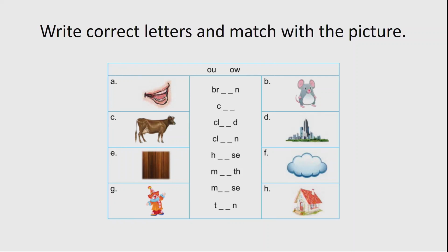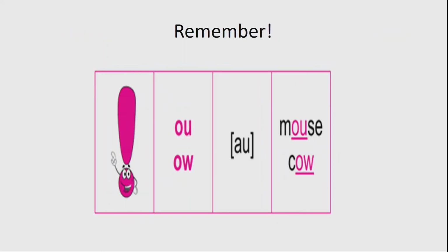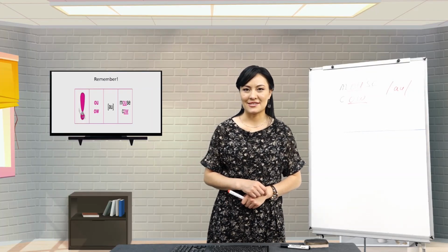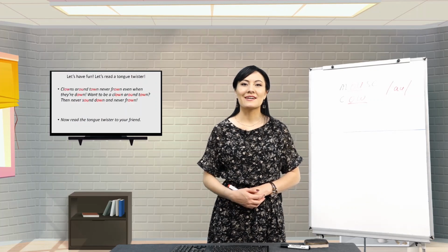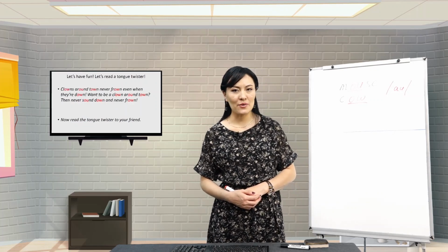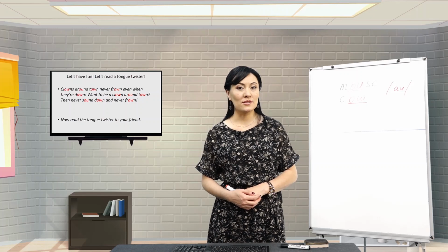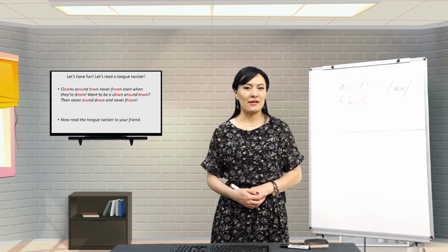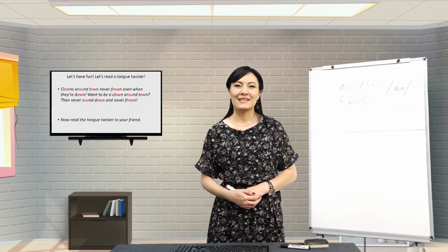Good job. Now remember, write this in your copybook. Good job! Now let's have fun. Let's read a tongue twister. Clowns around town never frown, even when they're down. Want to be a clown around town? Then never sound down and never frown. Let's read together.